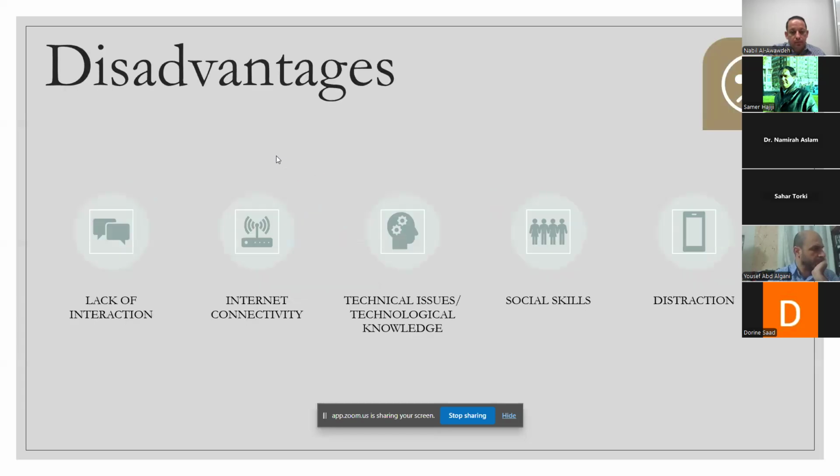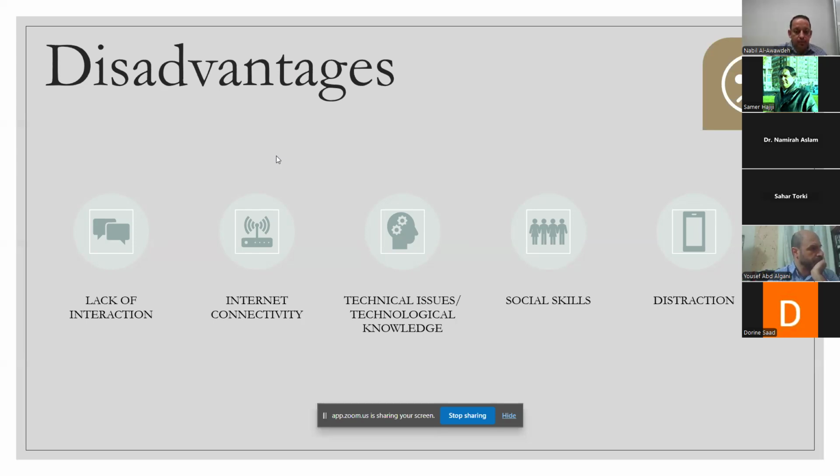However, about the disadvantages, one that was mentioned in all of the papers, and I think it's very important, is the lack of interaction. This was a problem that was mentioned by students and teachers, that they cannot communicate well with each other. And interaction is the most important thing in learning.